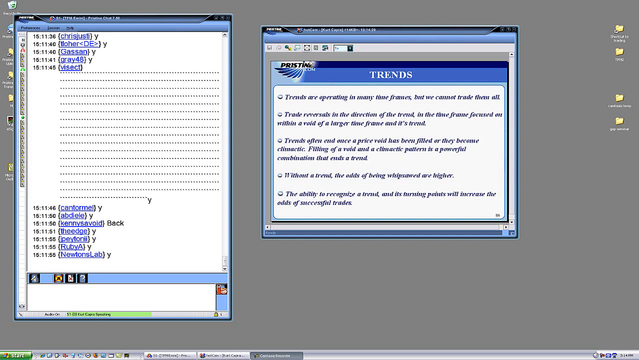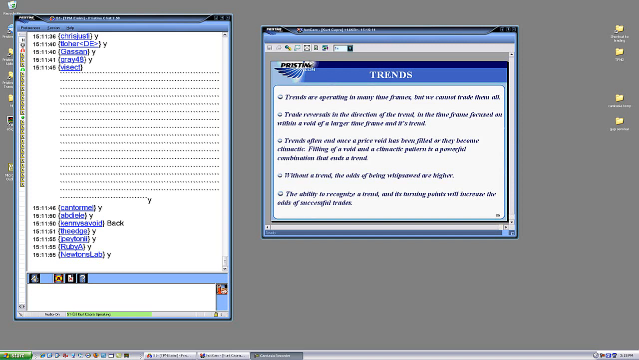Trends often end once a price void has been filled, or that trend becomes climactic. Filling a void and a climactic pattern is a powerful combination that ends a trend. Now, when I say ends a trend, do I necessarily mean that the market or whatever we're trading is going to collapse back down? No. But short term, it puts a stop to the overall excitement. Odds are we're going to see a retracement.